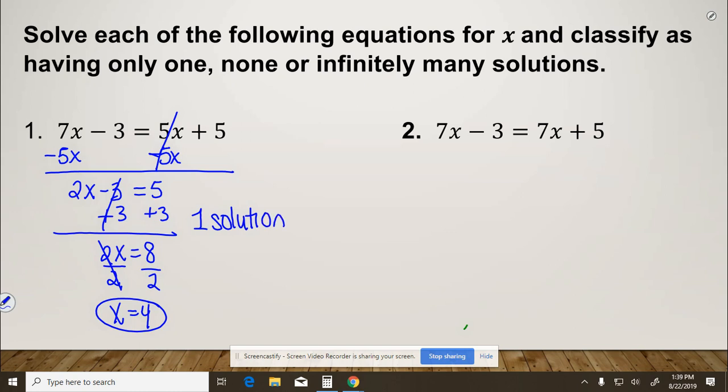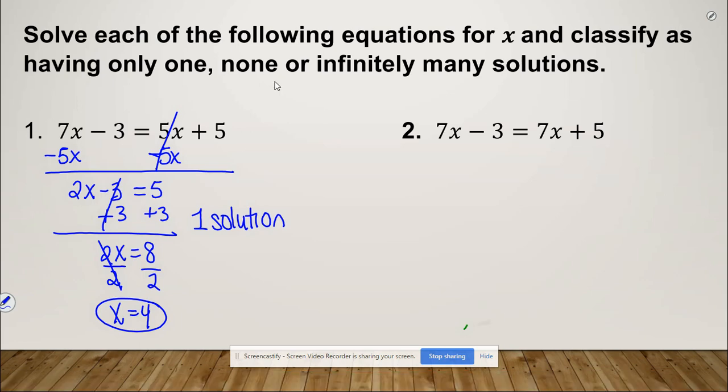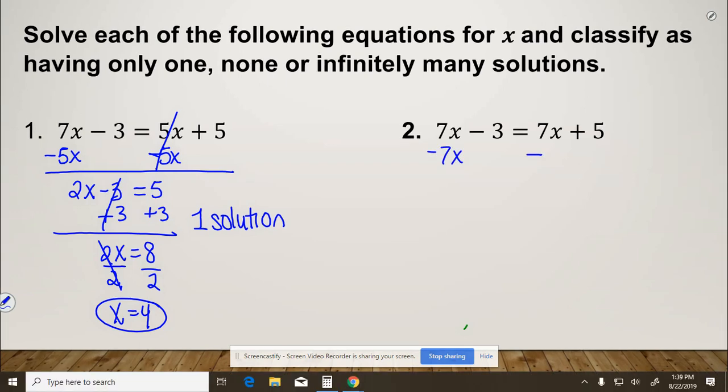And notice in the beginning of the problem, the 7x and the 5x were different. All right, number two. Here again, I want to get the x values together. So if I subtract 7x from both sides, they both cancel out, leaving me with -3 equals +5. Now, I know -3 does not equal 5. Therefore, this equation has no solution. It cannot be solved. There's no way to subtract 3 from 7x and add 5 to 7x and get exactly the same answer. Okay, so an equation like that has no solution.